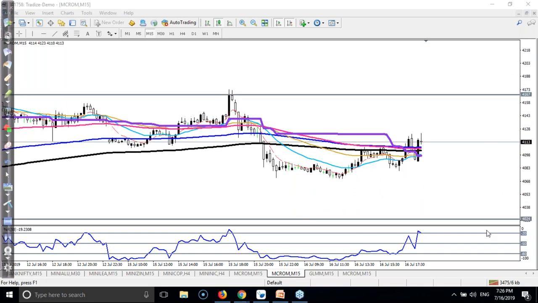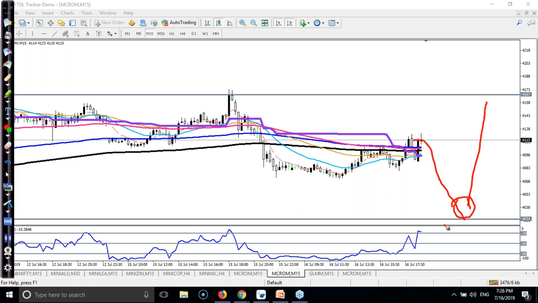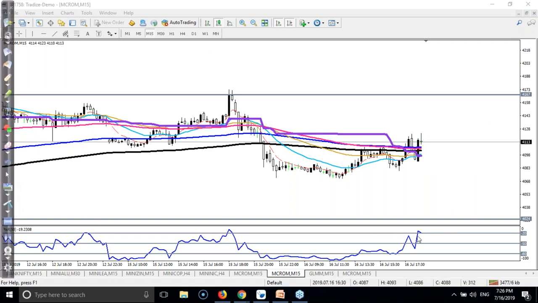I told you, for entering this market, you just wait for this area. If you are getting any buy signal in this area, start buying from this area, right? Remember, price is in an uptrend and now doing a retracement.